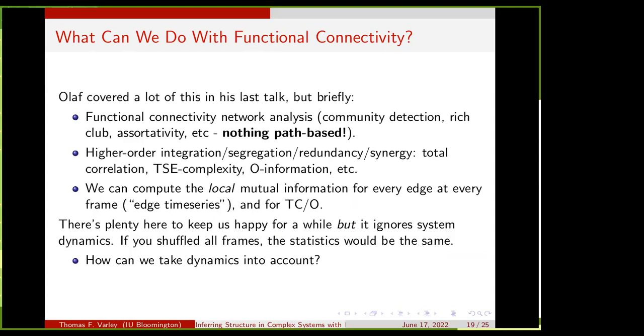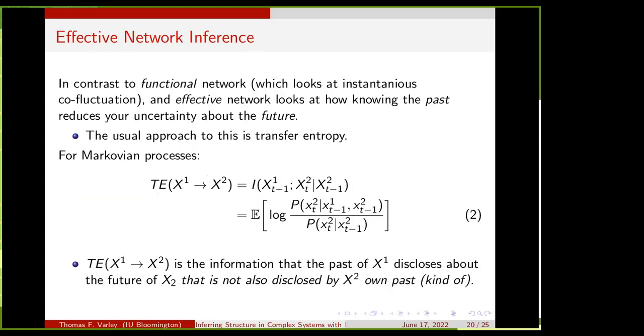but it ignores the system dynamics, right? If you were to shuffle all of the frames, the statistics, mutual information, and the resulting network would all be the same. So how could we take dynamics into account if we wanted to? Now we're moving from functional network inference to effective network inference. For people who don't know, functional connectivity is just looking at instantaneous co-fluctuations, whereas effective network inference is looking at how knowing the past of one variable reduces your uncertainty about the future of another variable.